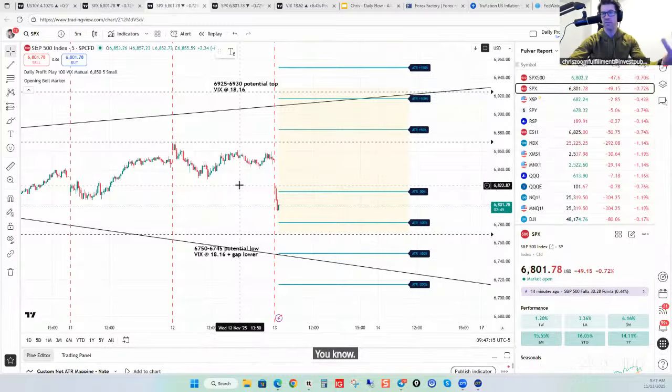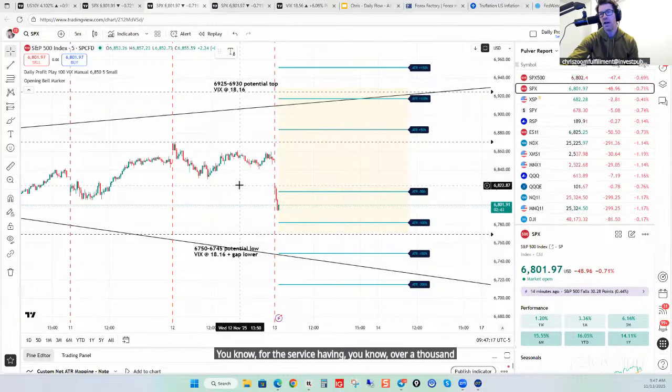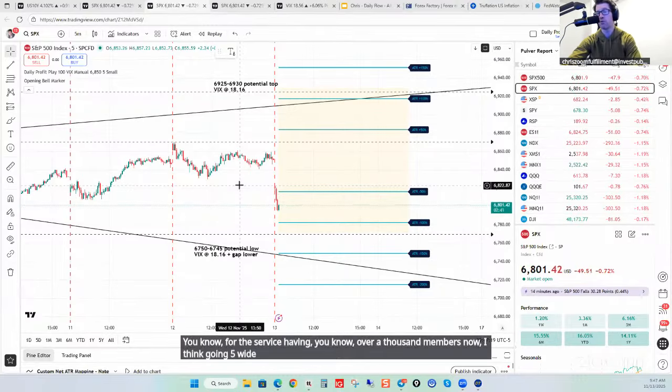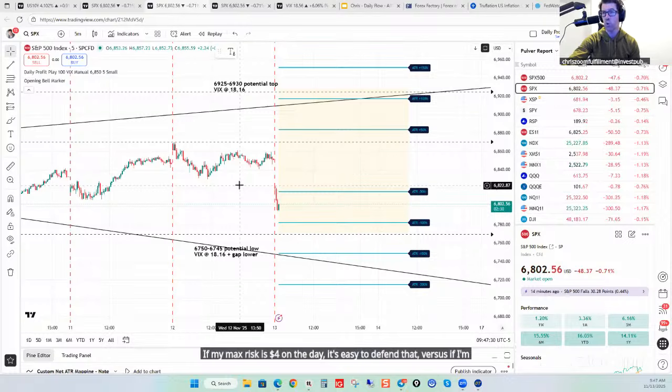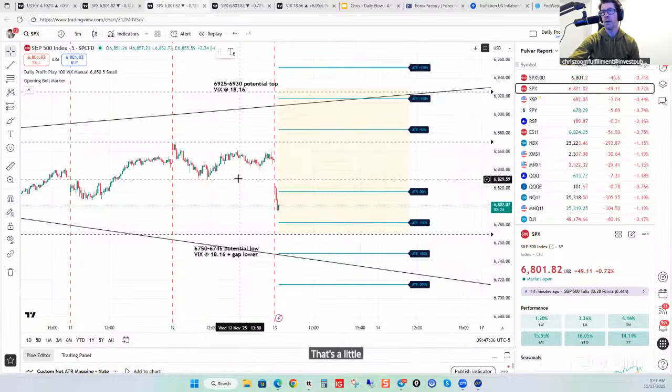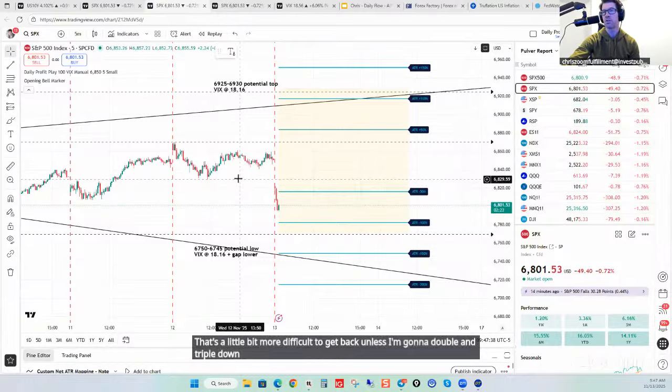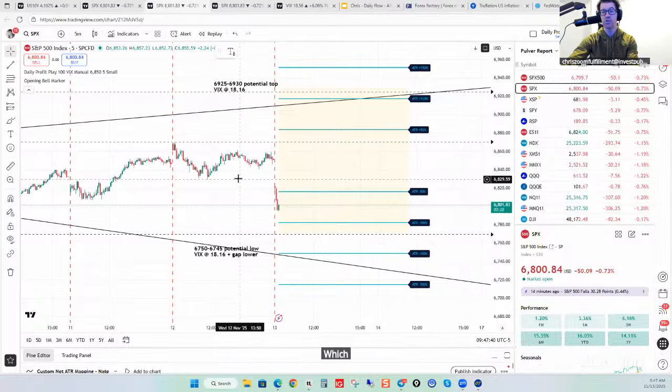For the service having over 1,000 members now, I think going five wide is totally good for the service. It keeps risk management very small, and it's also easy to defend. If my max risk is $4 on the day, it's easy to defend that, versus if I'm 10 wide, 15 wide, 20 wide. If I lose on the day, it's like I'm risking $1,000+. That's a little bit more difficult to get back unless I'm going to double and triple down on my risk, which I think is silly. Intraday, that's a lot of risk.